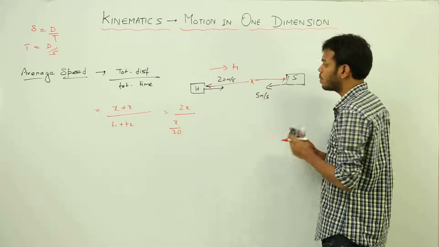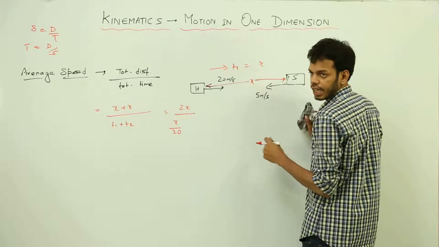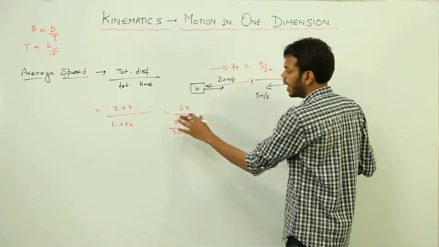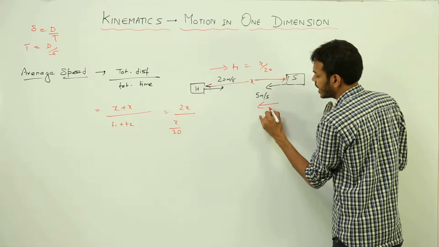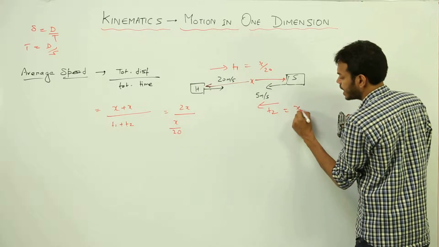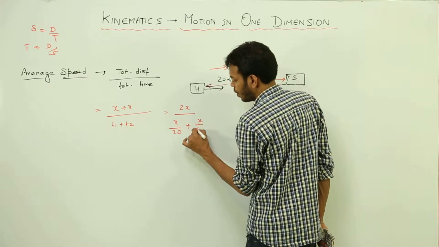Time is distance upon speed. What is the distance it is covering going in this direction? This is x, and by what speed it is going? 20. So x upon 20. Simple. While coming back, we have taken the time to be T2, which would be equal to the distance it has to cover, that is x, upon the speed with which it is covering the distance. So 5. So x over 5.